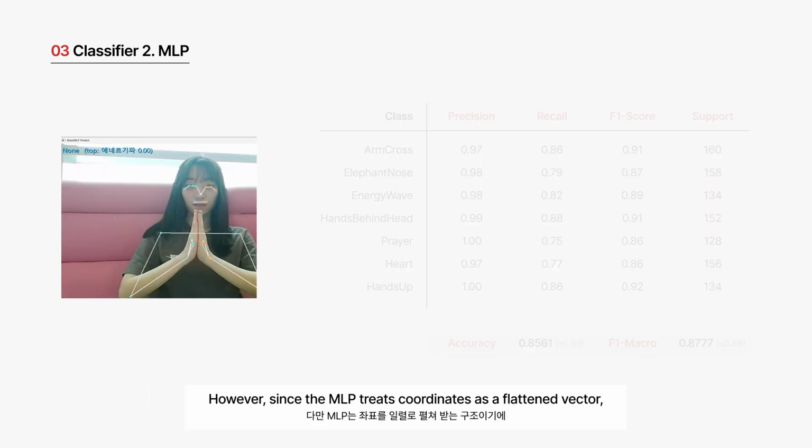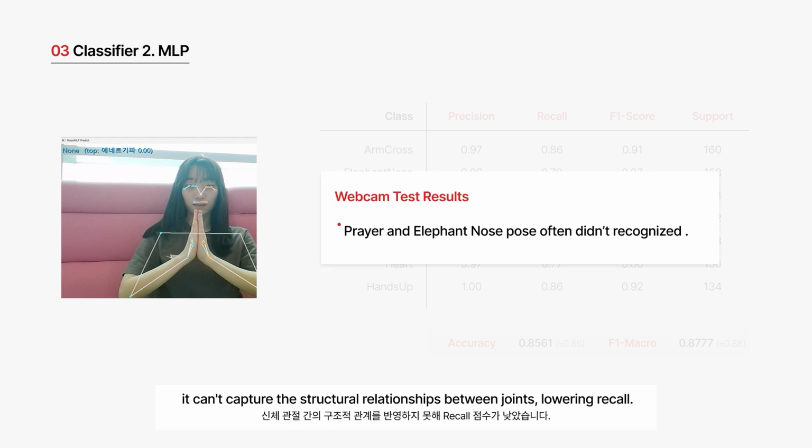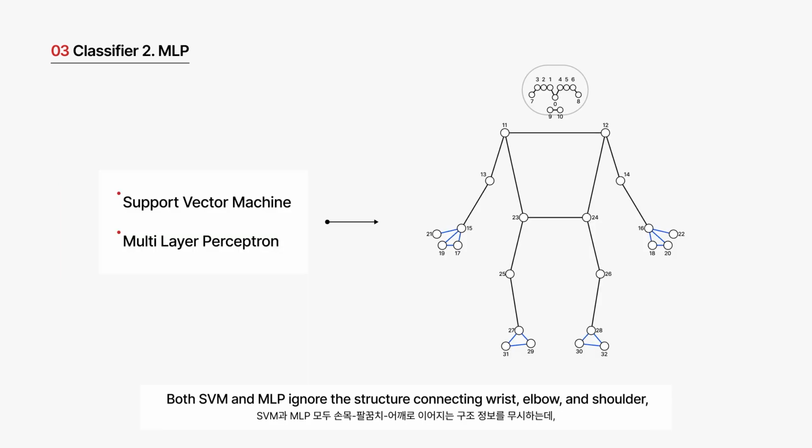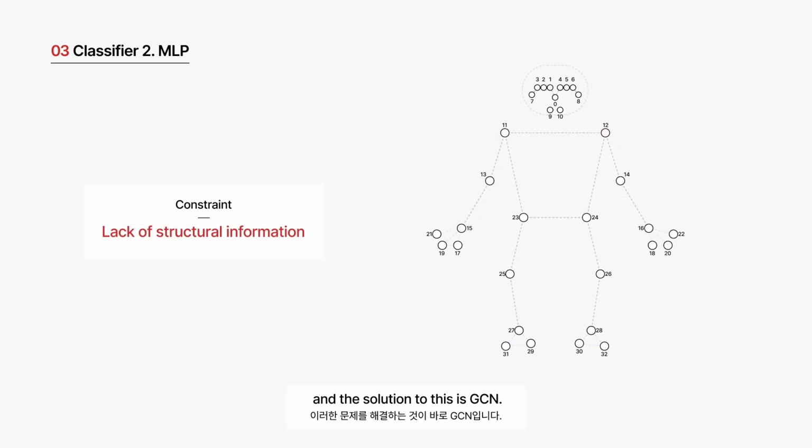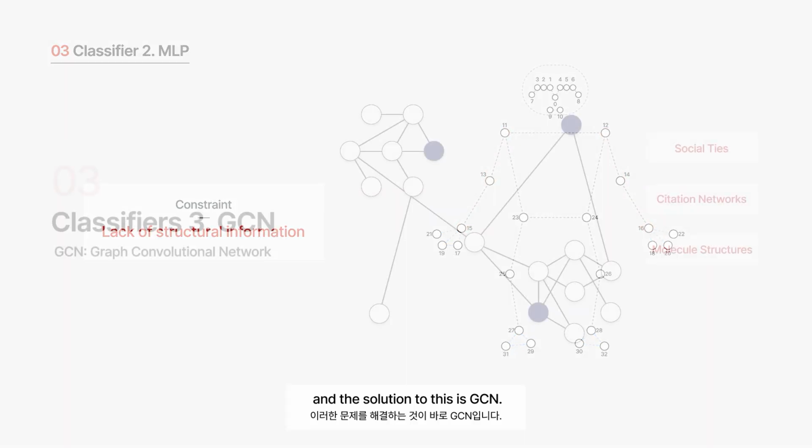However, since the MLP treats coordinates as a flattened vector, it can't capture the structural relationships between joints, lowering recall. As a result, player and elephant nose were unreliable in the webcam test. Both SVM and MLP ignore the structure connecting wrist, elbow, and shoulder, and the solution to this is GCN.